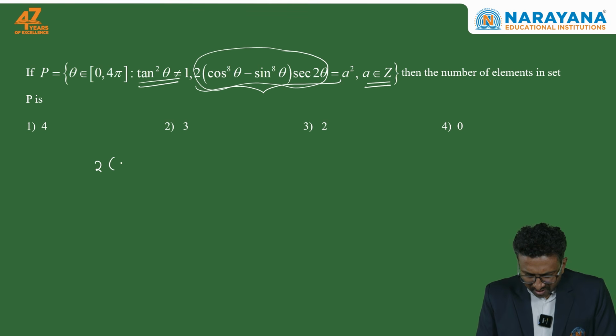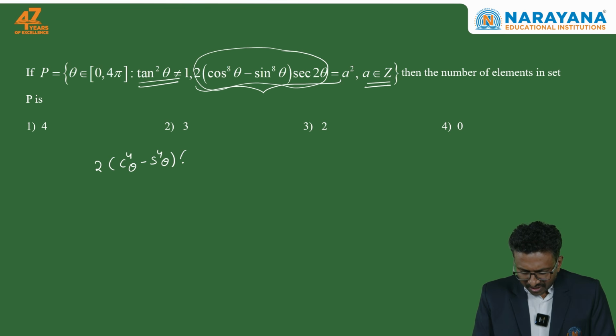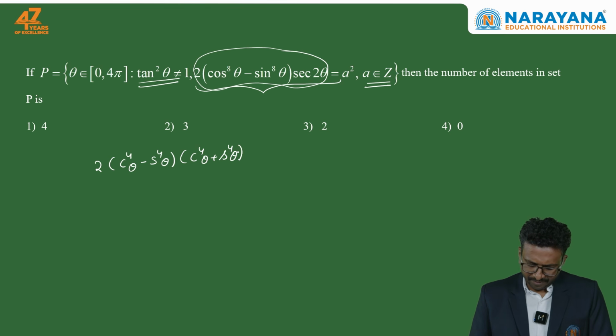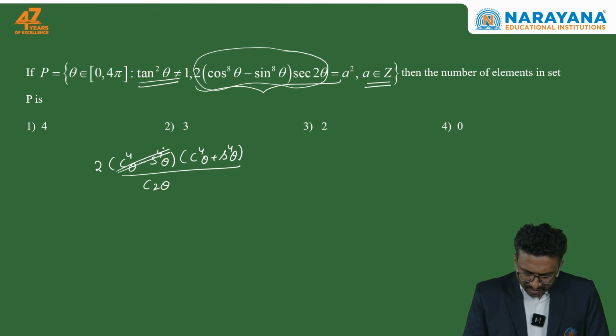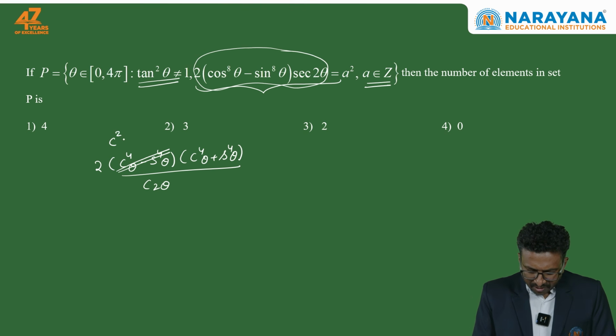So let us try to see what this is. We know that cos power 8 theta minus sin power 8 theta can be written as (cos power 4 theta minus sin power 4 theta) into (cos power 4 theta plus sin power 4 theta), into secant 2 theta, which can be written as 1 by cos 2 theta. Now this cos power 4 minus sin power 4 can be written as (cos square theta minus sin square theta) into (cos square theta plus sin square theta).